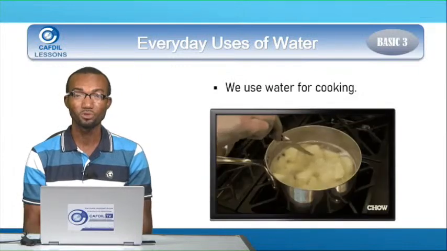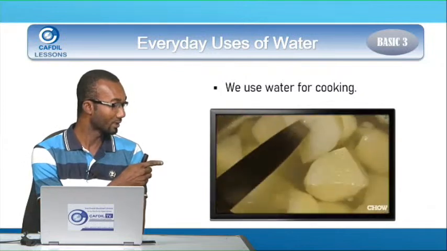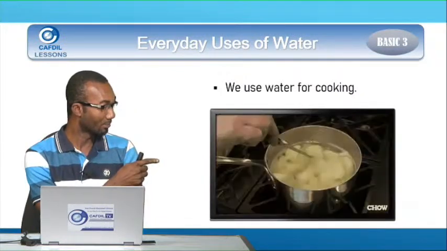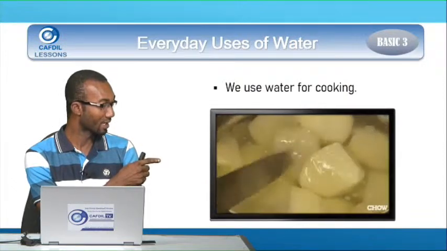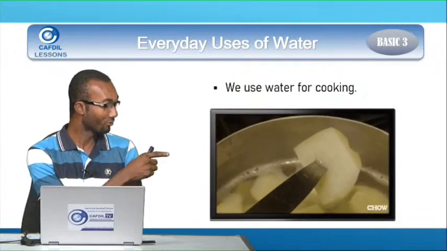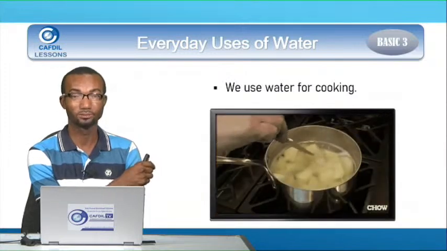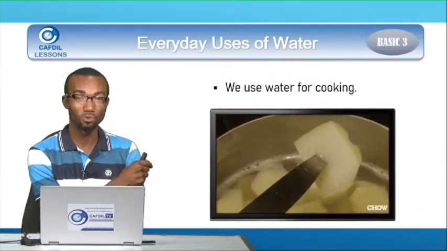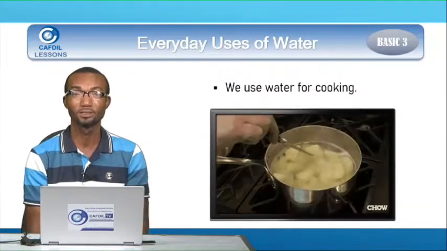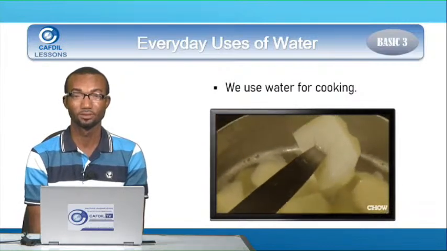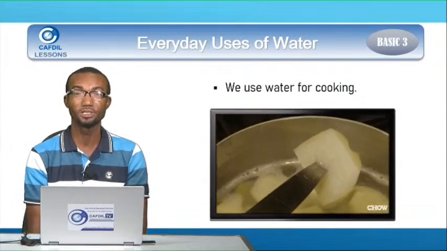Two, we use water for cooking. Kids, if you look at the pan there, what is happening there? You see that a person is cooking yam. And what do you find around the yam? It's water. So we use water for cooking. Without water, we cannot cook. We always use water for cooking. Even if you want to soak your garri, you need water. So water is used for cooking. So that is one of the everyday uses of water.